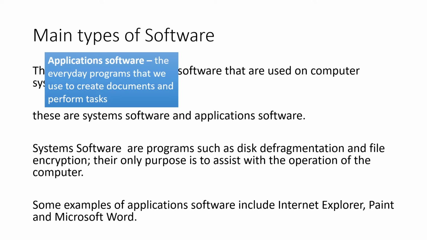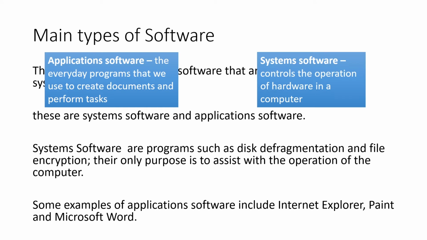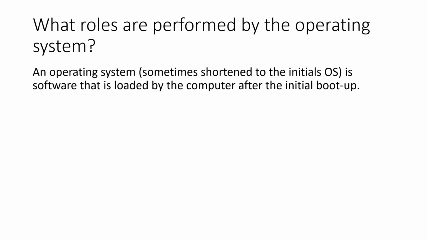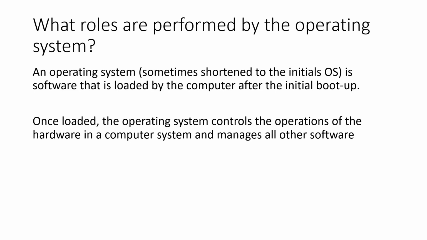Key terms: application software, everyday programs that we use to create documents and perform tasks, and system software, which controls the operation of hardware in a computer. There are a number of roles performed by the operating system, and we sometimes shorten the word operating system to OS. Now what happens is you turn your computer on, the computer runs a short set of routines just to check if the hardware is working. Once it's happy the hardware is working, it hands over control to the software on the disk, and the software then loads up, which is nearly always, if not always, the operating system, which then controls the programs and manages how you deal with hardware on the computer.